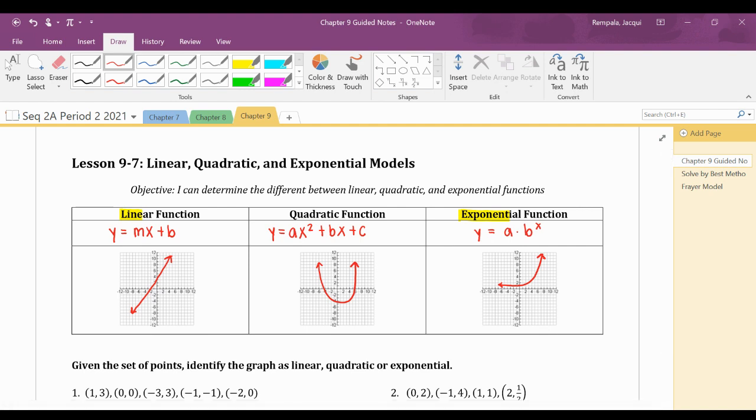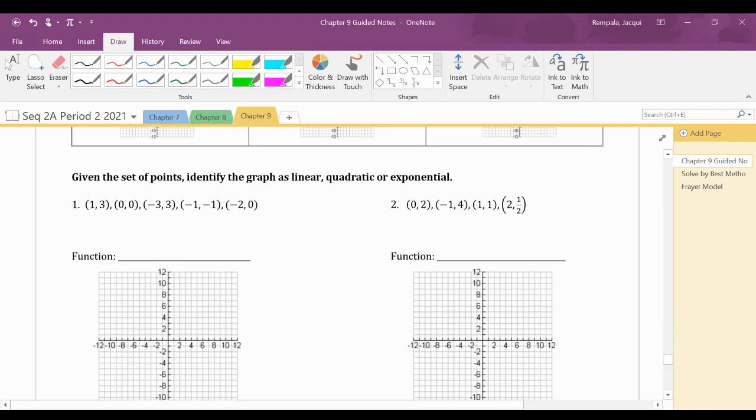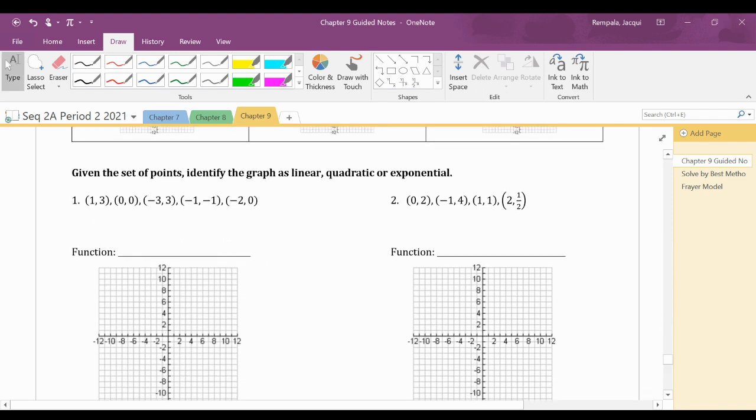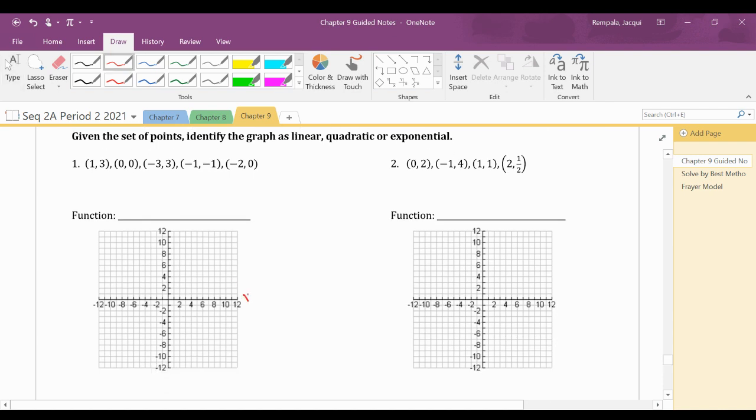All right, so one of the things that you're going to be able to do is if you're given ordered pairs, you can plot those ordered pairs, see what they look like, and then determine what kind of function you have. Remember, when you're plotting ordered pairs, x goes first, y goes second. In the ordered pair (1, 3), I'm moving 1 to the right, 3 up, plotting my point. Then I have (0, 0), which means that I'm going to stay in the very middle. I'm not moving left or right, I'm not moving up and down. Negative 3, 3 means we move 3 to the left and 3 down. Plot my point.